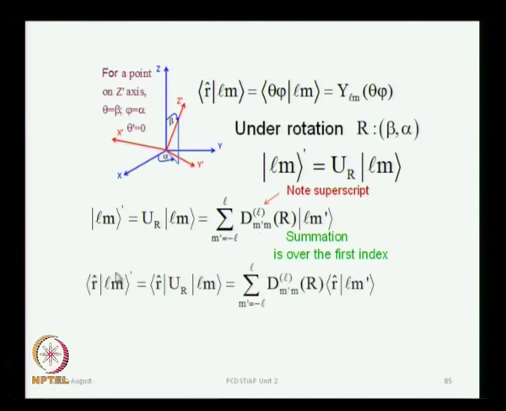Now, you take the coordinate representation on both sides. That is all you have done in this step. You have taken the coordinate representation on both sides, so that you can write this expression in terms of the corresponding spherical harmonics. This is the spherical harmonic with the quantum numbers L and M prime corresponding to the direction R, and this one is the spherical harmonic with reference to the direction R prime, because now you have rotated.